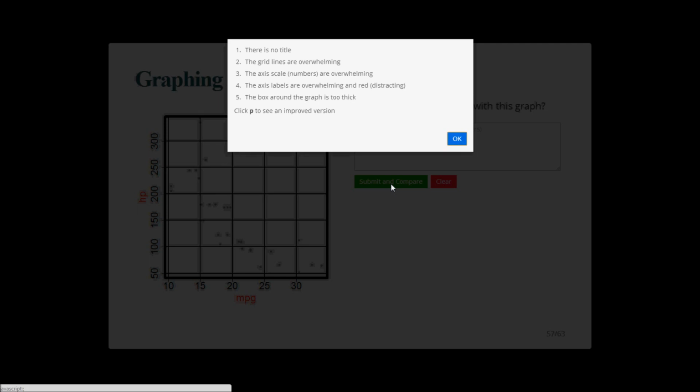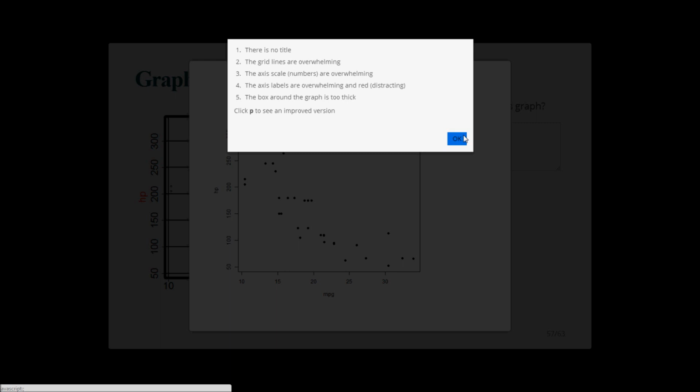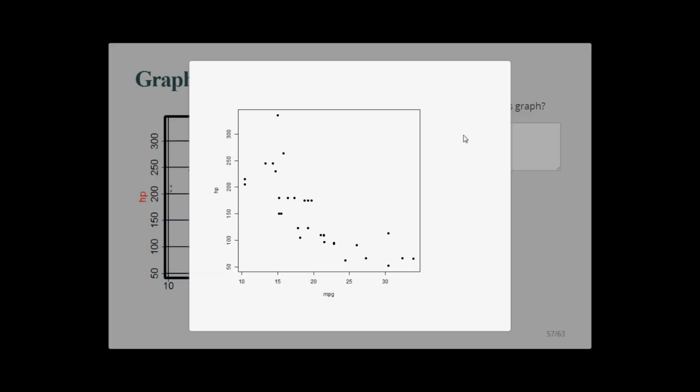Also, more specifically, there's no title. The grid lines are overwhelming. The axis scale numbers are overwhelming, and the axis labels are overwhelming and in red and distracting. The box around the graph is too thick. To see an improved version of this, look at it. Here's an improved version where the data now is highlighted as the main component.